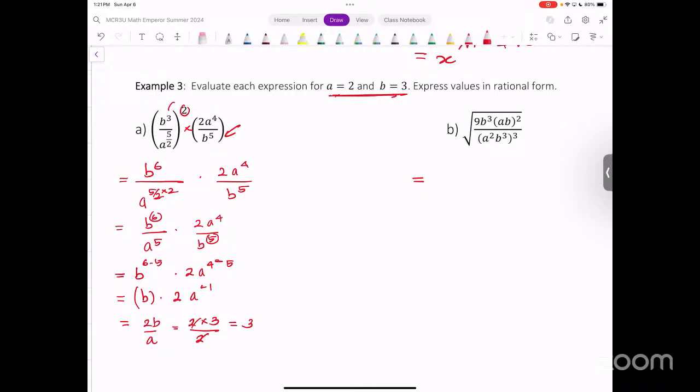Okay, let's go back to how to work with this. We're going to switch it back to exponent form. So (ab)^2 over (a^2 b^3)^3, all inside the square root. What should I put outside for the exponent now? I want to put that in the exponent, getting rid of the sign. What exponent should I put?